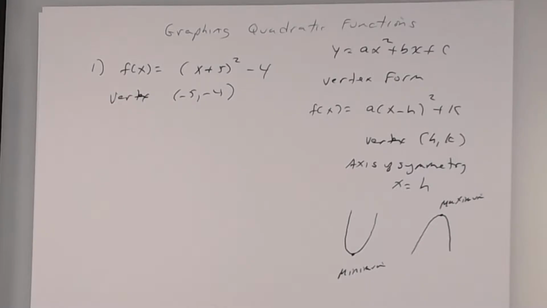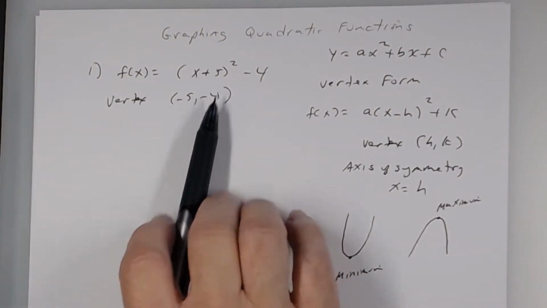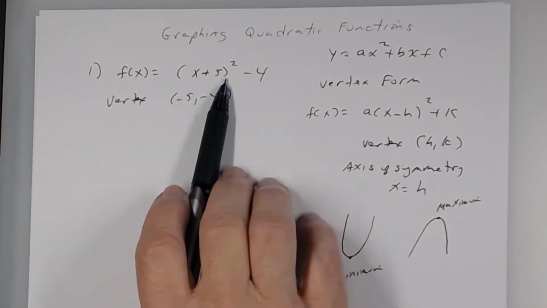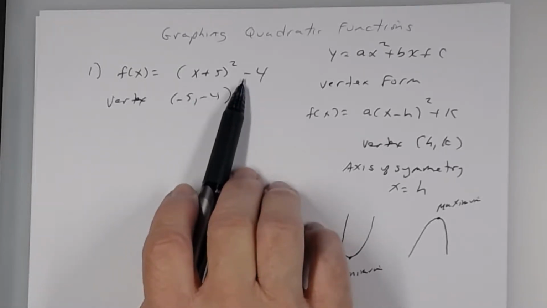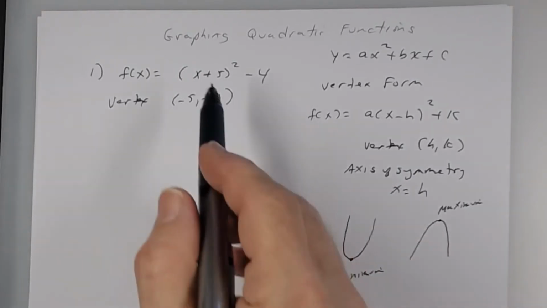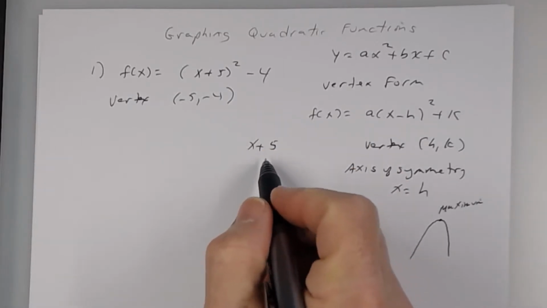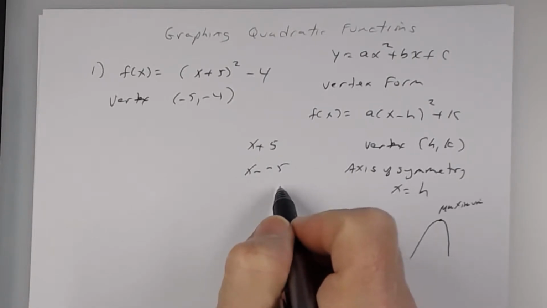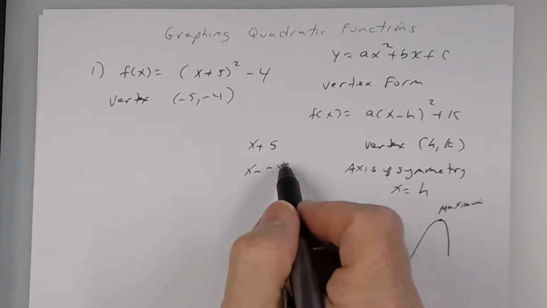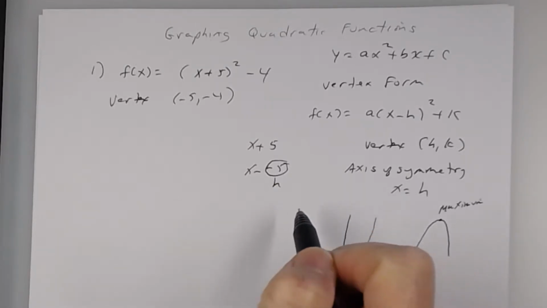All right. So the vertex is negative 5, negative 4, right? And I'm glad that none of you said 5, negative 4, because remember, it's got to be x minus h. A very common mistake is to say the vertex is 5, negative 4. When you see x plus 5, that is the same thing as saying x minus a negative 5, and you've learned that from previous courses. So h in this case is negative 5. Okay? So that's your vertex.